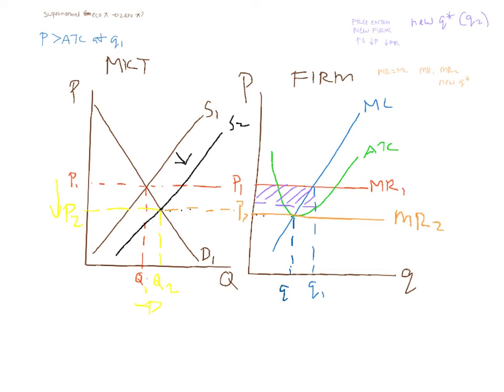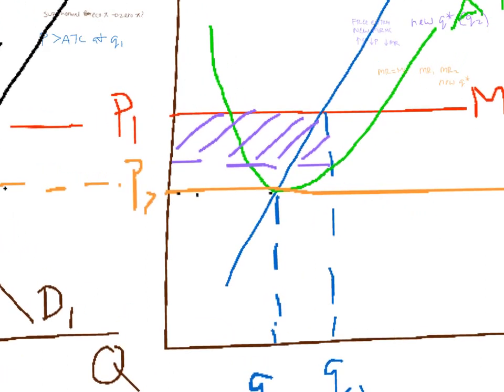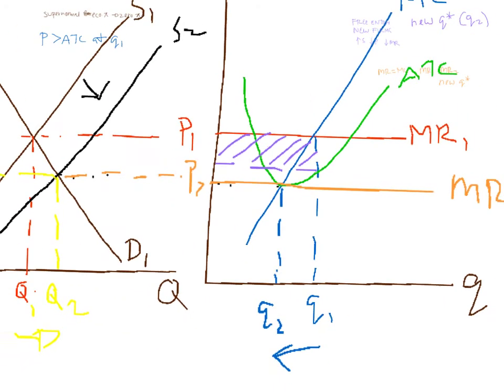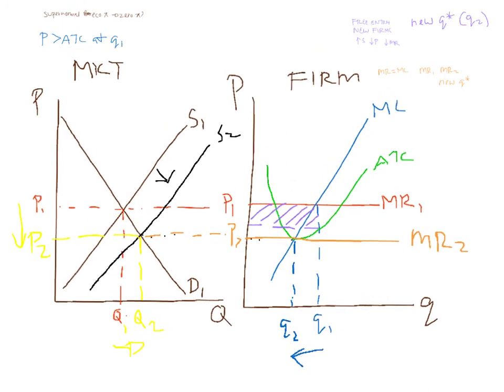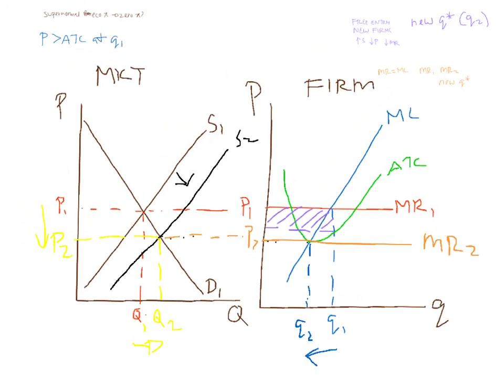So each firm will produce less. Overall production has increased from Q1 to Q2. Each firm is producing less, but there are many more new firms. So even though each firm is producing less, total output has gone up, Q2. And if you notice, zero economic profit. Price equals average total cost. And there you go.